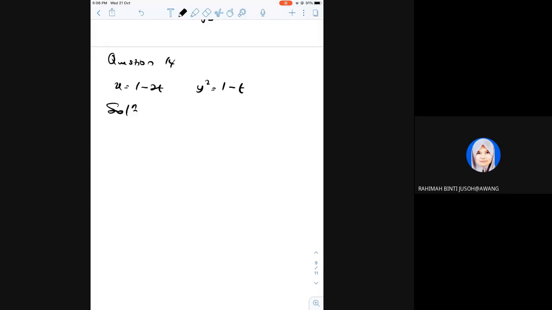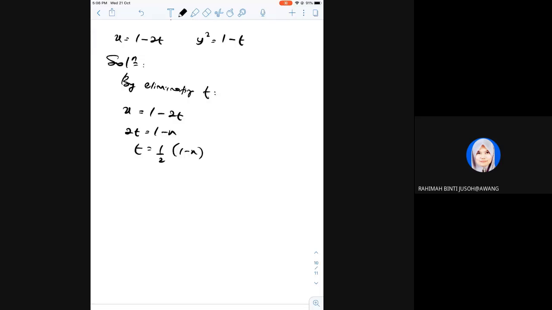Solution. By plotting, you can plot using a table. We want to do it by eliminating t. You all understand, right? Plotting is no issue, right? By eliminating t, where do you want to take it from, x or y? X. Okay, we take from x. So x equals 1 minus 2t. Therefore, 2t equals 1 minus x. So t equals 1 over 2 times (1 minus x). Okay, substitute.